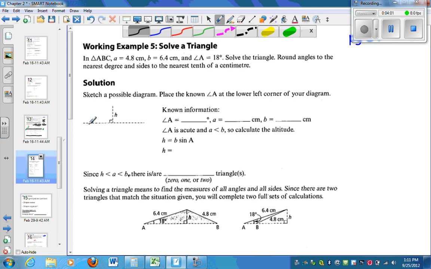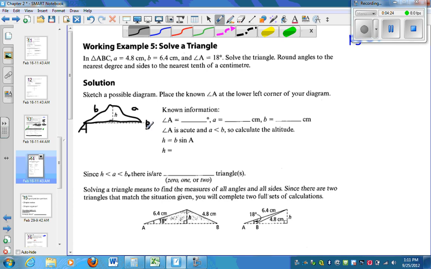Solve the triangle. Round angles to the nearest degree. So sketch a diagram. Place A in the lower left. So here I have triangle ABC. Oh gosh, I should go to art school. Okay, so this is A. Right across from big A is little a, that's convention. And I know b, so this must be angle B.